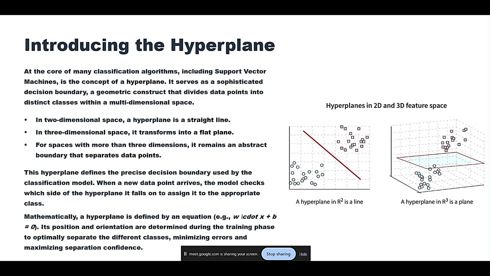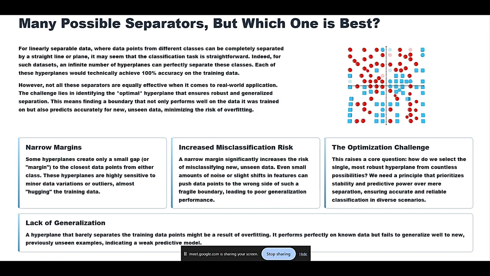And hyperplane is mathematically defined by an equation like w dot x plus b equals 0. Its position and orientation are determined during the training phase to optimally separate the different classes. When a new data point arrives, the model checks which side of the hyperplane it falls on to assign it to the correct class. Now in the next slide, we will understand how many possible separators can be there, and among them which one will be best.